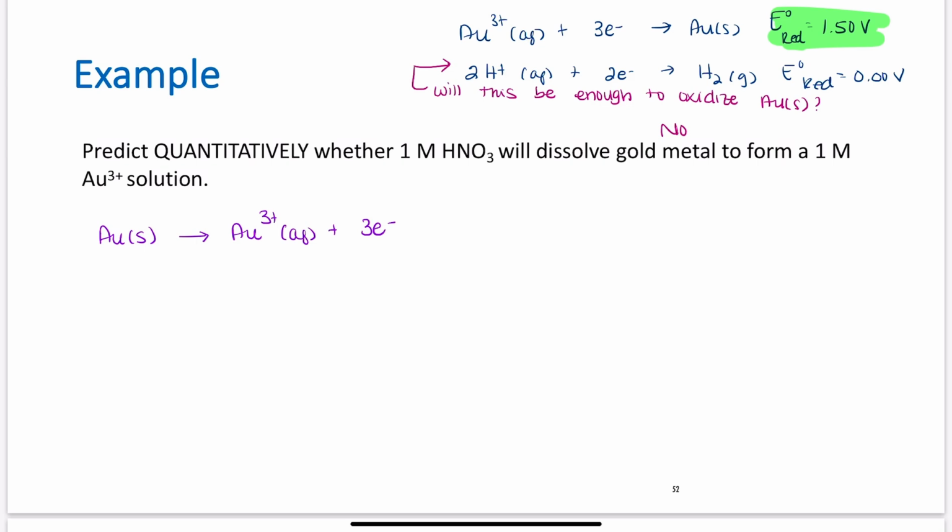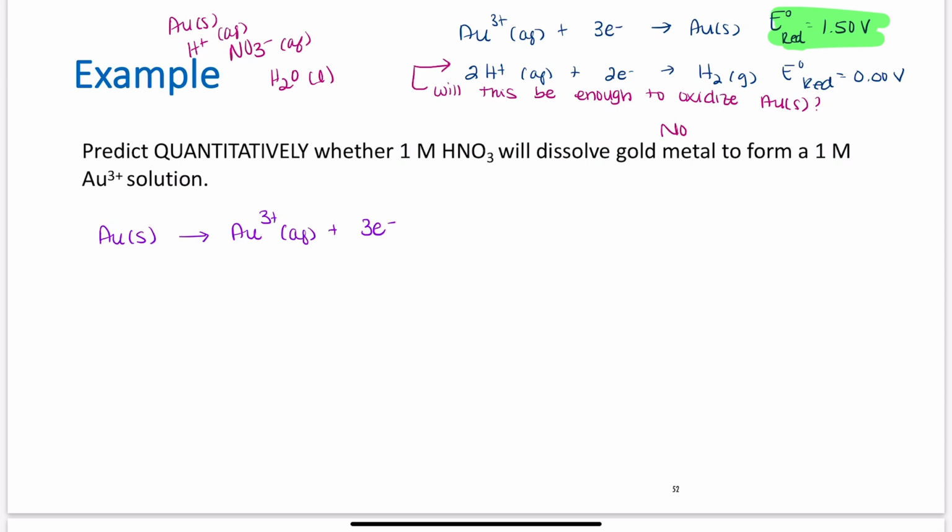But I haven't discussed every species present, right? I know I've got gold solid in here. I've got H+ in here. I've got NO3- in here. These are aqueous phase. It is aqueous, so I am in water.